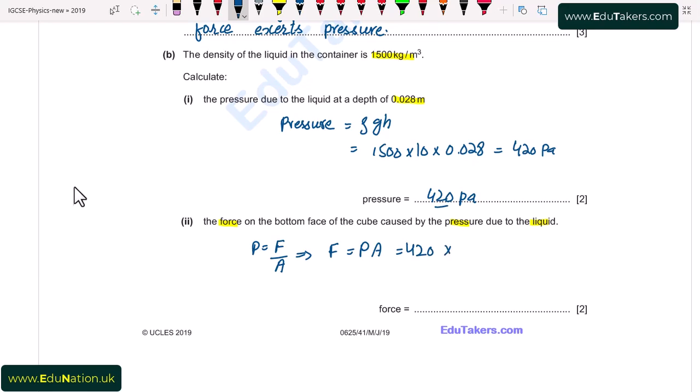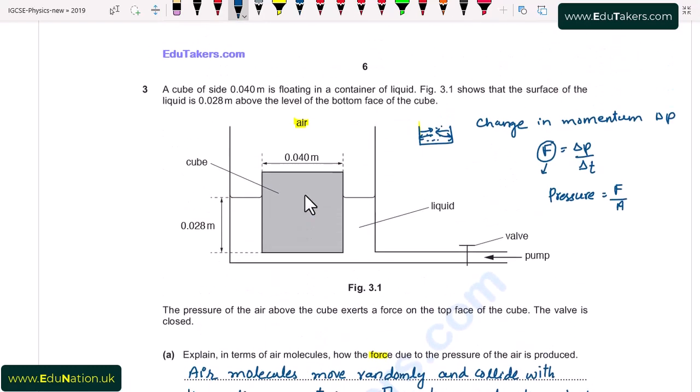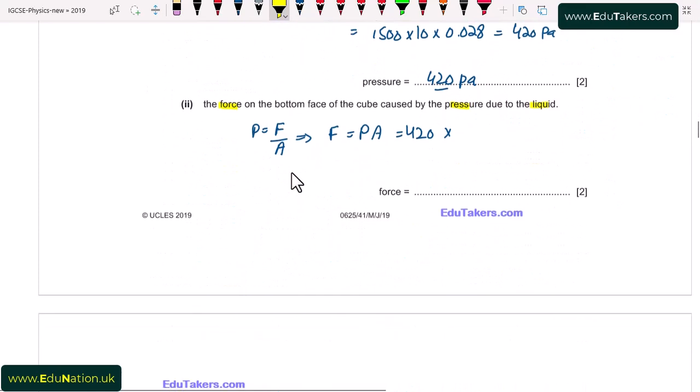Going back to the figure, we can see that area will be equal to L square, meaning the square of one side length. The side length is given as 0.040 meters. We just take the square to calculate area. So I write here 0.040 square. So the force comes to be 0.67 Newton. The value of force due to the liquid is 0.67 newtons.